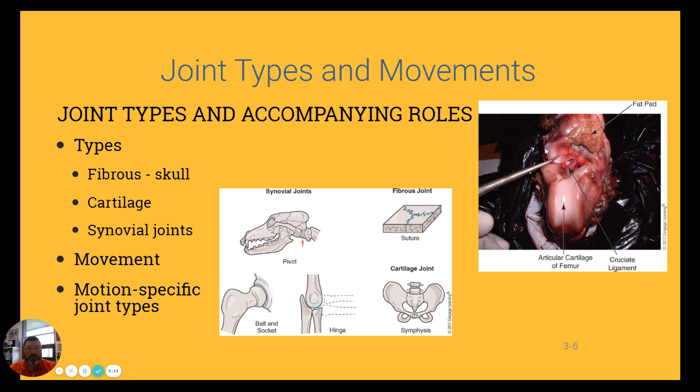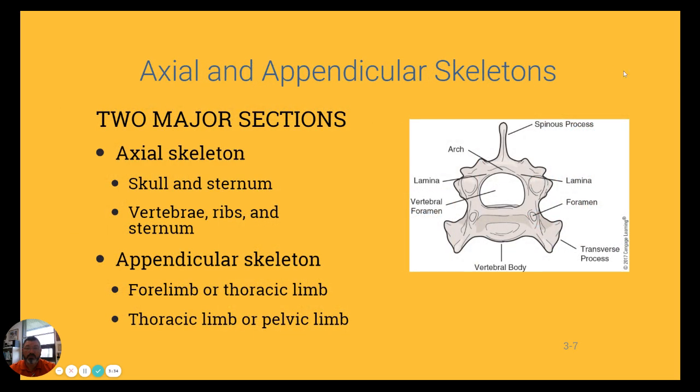Here you see a dissected photo of a joint where you see the cartilage of the femur, so this would be a leg joint, the cruciate ligament that sits in here and helps connect those two bones together, and the fat pad within there that helps provide a little bit of nourishment, potentially, and a little bit of cushion to that joint.